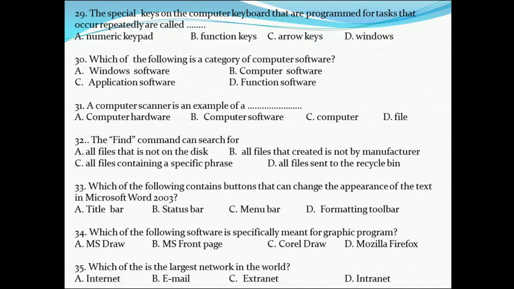Question 31. A computer scanner is an example of a dash. A. Computer hardware. B. Computer software. C. Computer. And D. File.